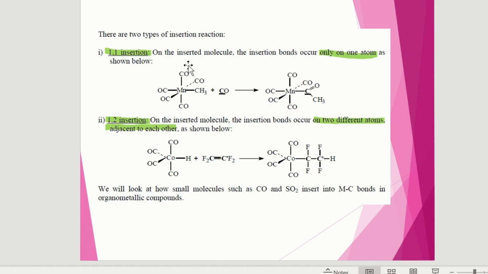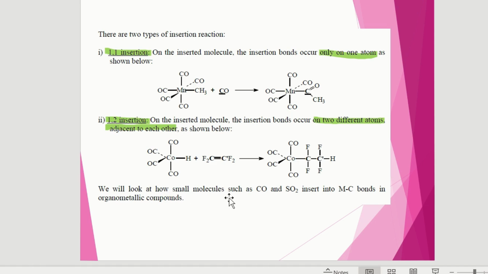And the second insertion is 1,2 insertion. On the inserting molecule, the insertion bond occurs on two different atoms adjacent to each other. So here they have two different atoms adjacent to each other. This one we call a 1,2 insertion. So the new ligand just attaches directly to the metal, and replaces the H at the other end of the carbon.